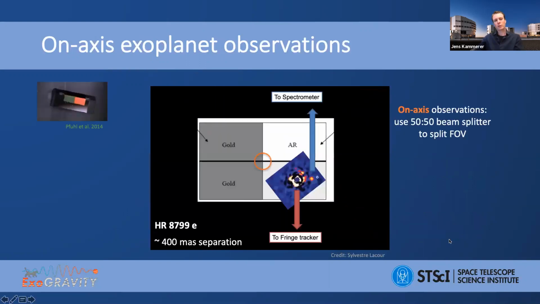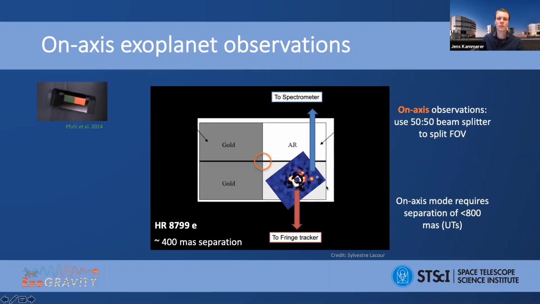Now, in the case of exoplanetary observations, we find ourselves in a very similar setup. There's also a bright reference source, which is the host star. In this case, it's HR8799, for example, which is observed with the fringe tracker. And then you have an exoplanet, the science target, that is observed with the science spectrograph. In this case, it's HR8799E at about 400 milliarcsecond separation. And here, these observations are also done in on-axis mode, which just means that we use the 50-50 beam splitter to split the field of view.